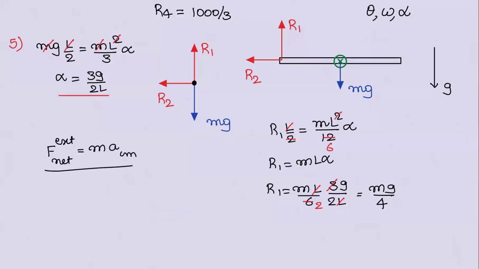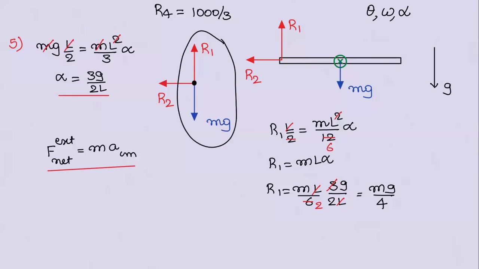It's very important to understand. In case of Newton's laws, you don't need to worry about it because every particle is moving with the same acceleration. Rotation is the problem. So F net external is equal to m a_cm. It's a very important point. So let us go for that.